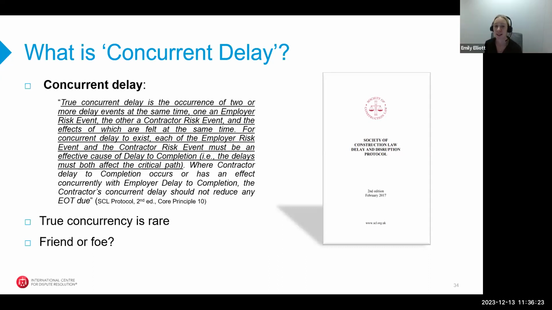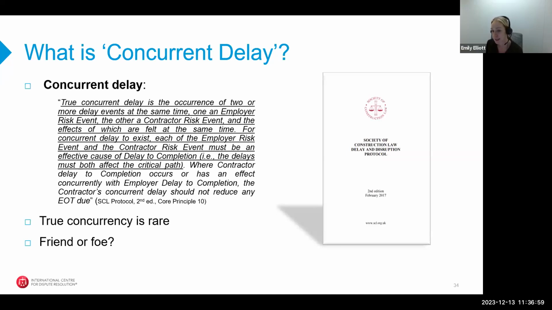Great, thanks, Meera. Yeah, so I think it's really important that everyone is aware of the concept of concurrent delay when establishing arguments on causation, as this may impact the contractor's extension of time entitlement. And this is very often adopted by employers as some form of defense to a contractor's EOT claim. So again, according to the definition as set out in the SCL protocol, true concurrent delay is the occurrence of two or more delay events at the same time, one an employer risk event, the other a contractor risk event, and the effects of which are felt at the same time.